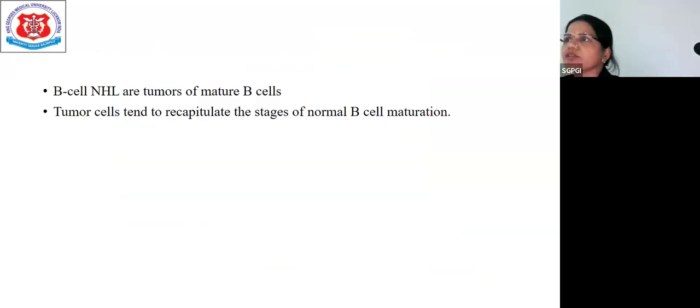So what are B chronic lymphoproliferative disorders? These are tumors of the mature B cells, and these tumor cells tend to recapitulate the stages of normal B cell maturation. So if a tumor is arising from the germinal center, it will express the markers of germinal center. So all the tumors of germinal centers, like you enumerated in the last talk, diffuse large B-cell lymphoma, Burkitt's lymphoma, follicular lymphoma, will be CD10 positive. So any tumor always tries to recapitulate the site of origin.